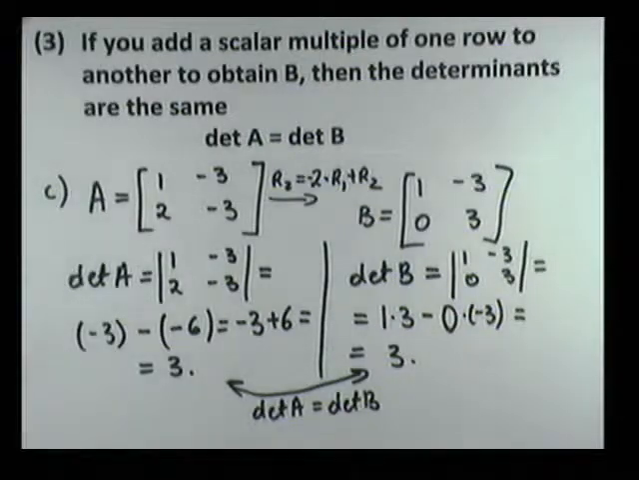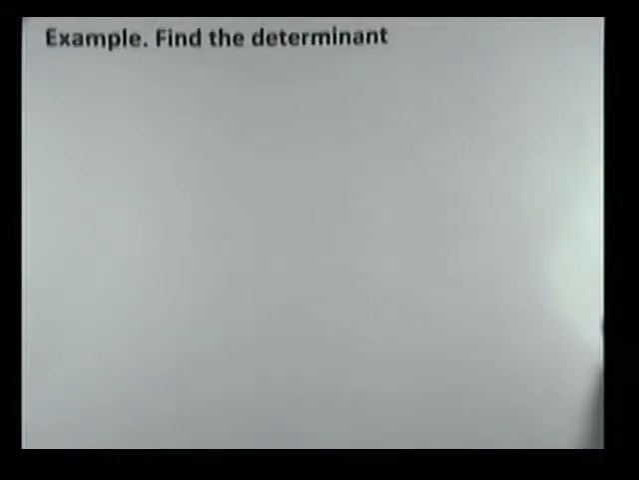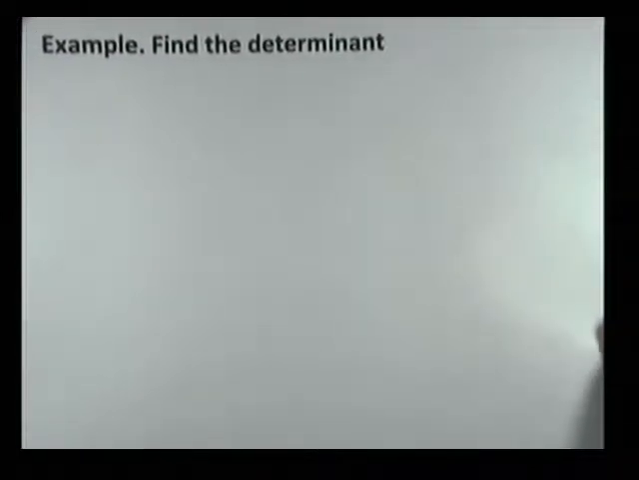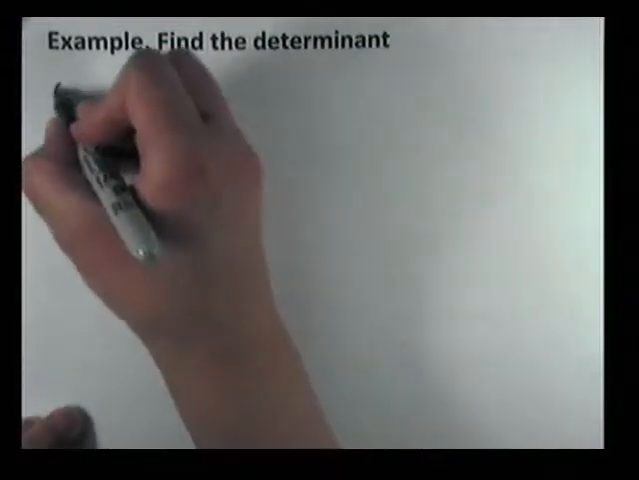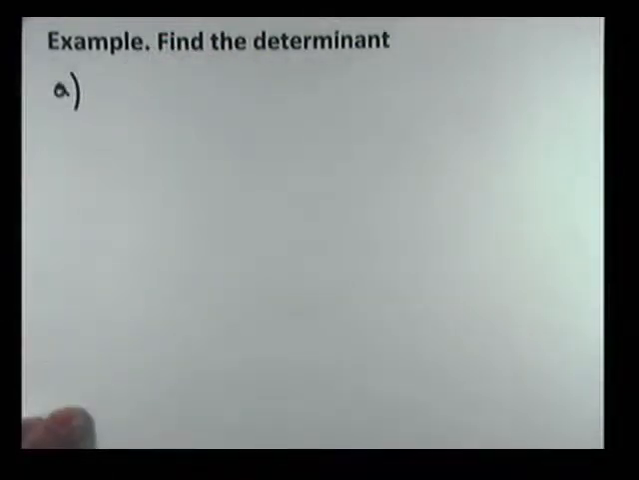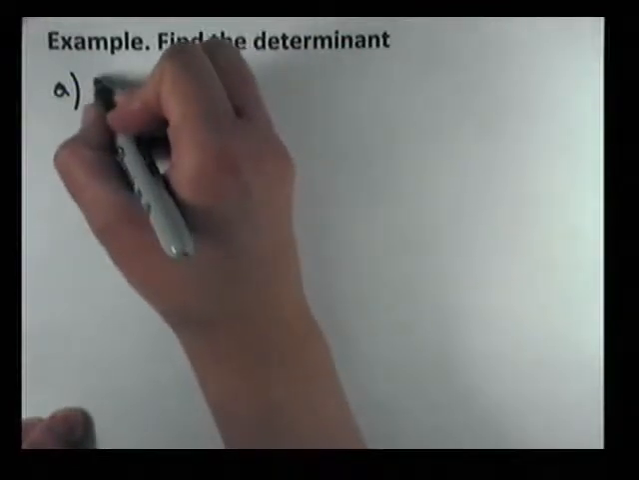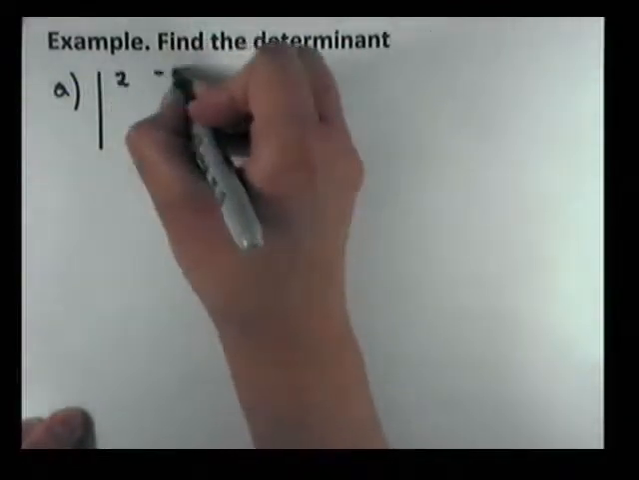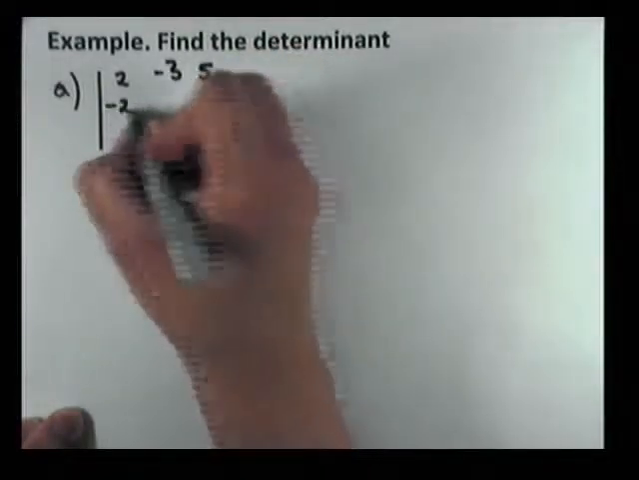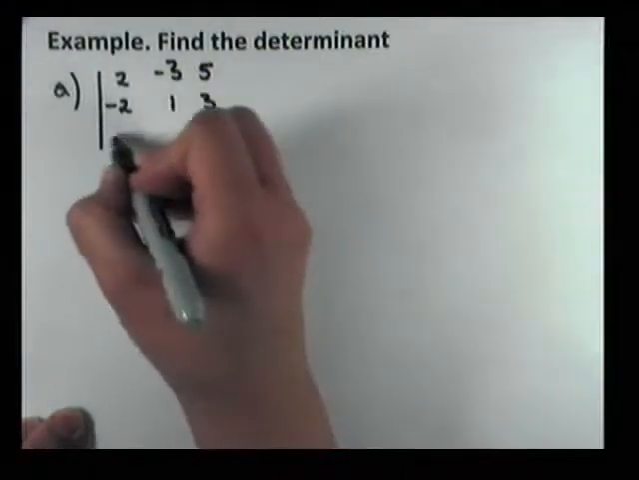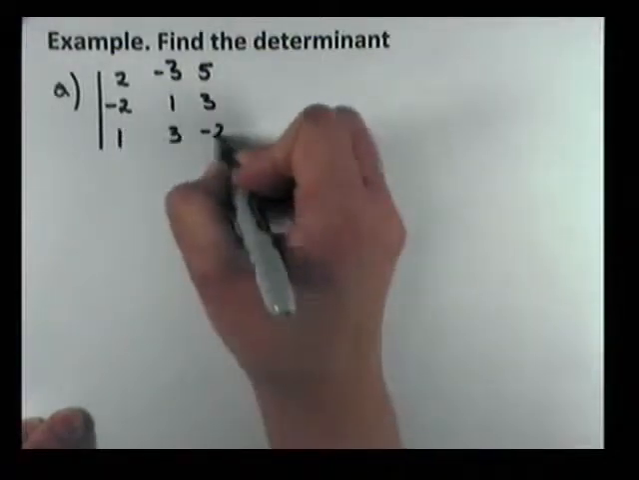So now let's apply those properties. Let's keep solving examples. Find the determinant. And we have A. Let's do the example that we did before, the first example in the previous lecture. So that was 2, minus 5, minus 3, 5, minus 2, 1, 3, and 1, 3, minus 2.